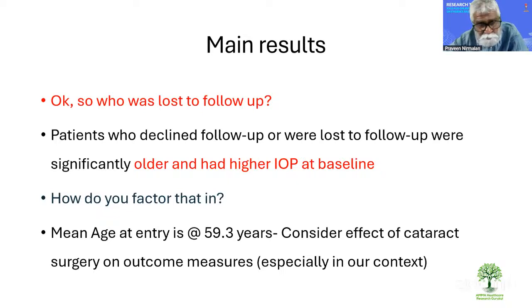So we look at who was lost to follow-up, and we see that patients who declined follow-up or were lost to follow-up were significantly older and at higher IOP at baseline. So you think, okay, but these patients are at a higher risk for the progression or the primary endpoints to occur. So if they were lost to follow-up, would that impact the primary endpoints that I am seeing? So when I'm looking at the primary endpoint rates, I'm going to think, okay, if I had everyone following up and they were at a higher risk, then probably the primary endpoint rates were higher. Can this impact the reported effectiveness of the intervention? Right? So you need to start thinking about how you will factor that in, how you will think over that as you're looking at the results.